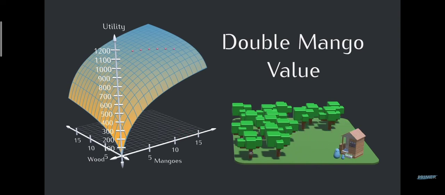It turns out that 13 mangoes and 6 pieces of wood ends up maximizing the blob's utility. The interesting thing here is that even though we literally and precisely doubled the value of mangoes, it didn't try to get twice as many mangoes.